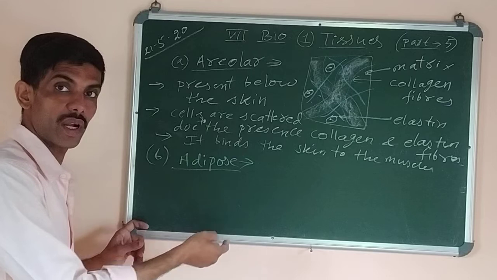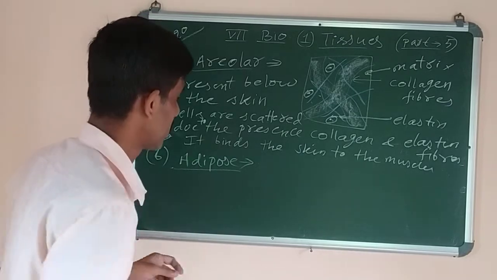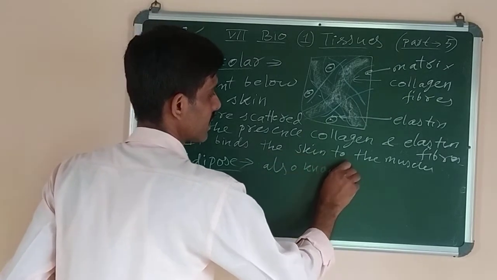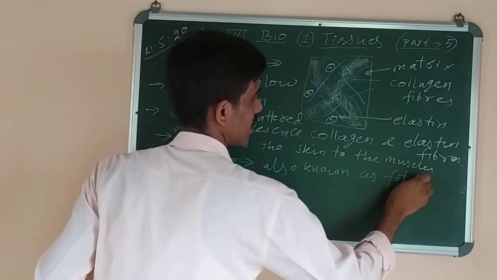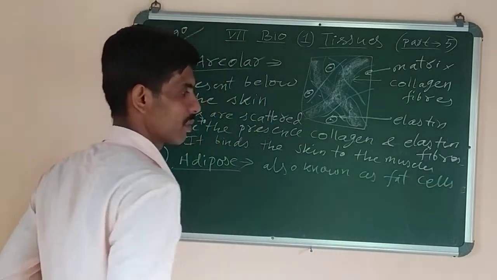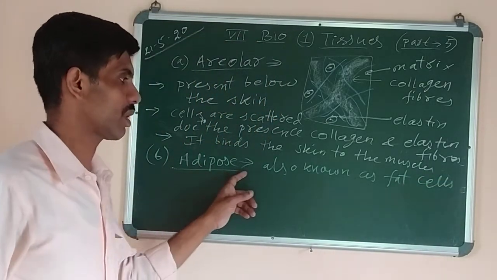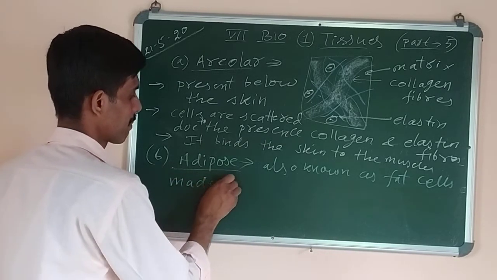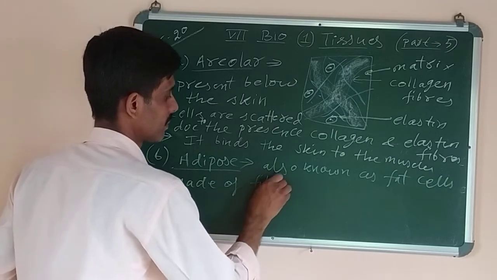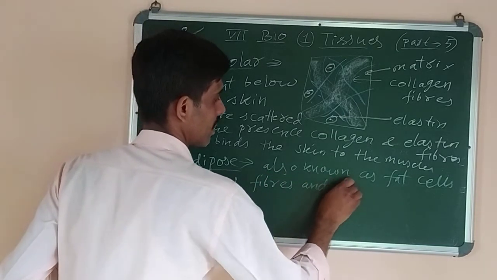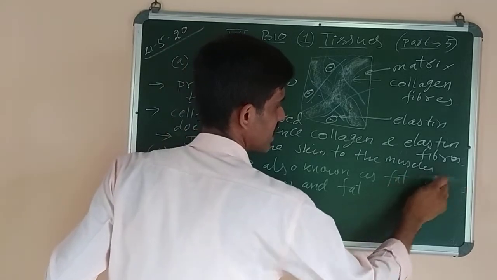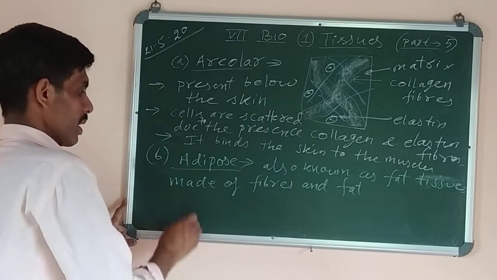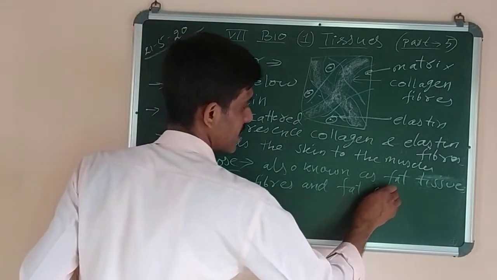I am not writing tissue, you will understand. Adipose means adipose tissue only. It is also known as fat cells or fatty tissue. What is the other name of adipose tissue? It is also called fatty tissue, also known as fat cells. It is made up of fibers and fat tissue. Don't write cell here, then it looks nice. Fatty tissue or fat tissue. It is made of fibers and fat cells.